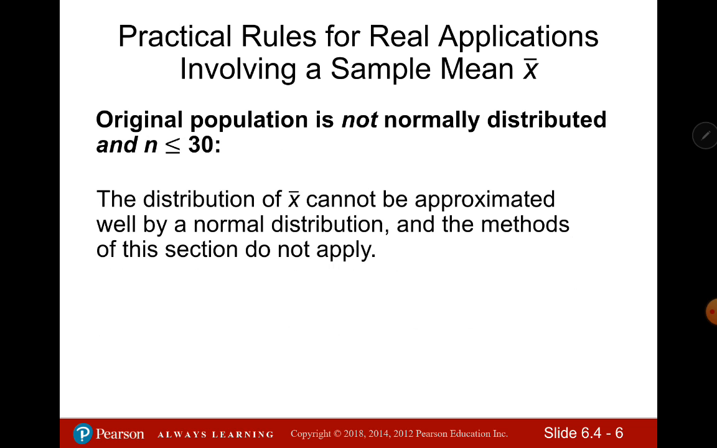So let's check this again. If the population is not normally distributed, and n is not greater than 30, so it's less than or equal to 30, then the central limit theorem does not apply.